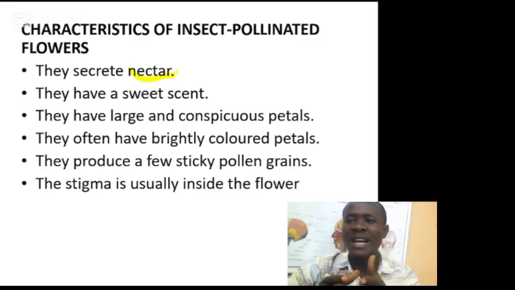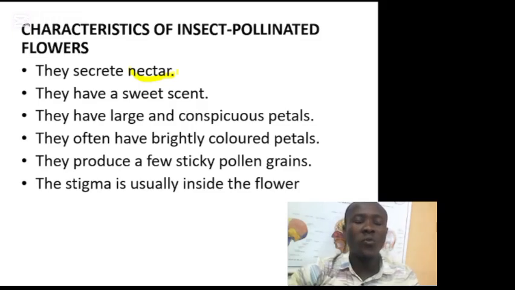In that process, they can sit on various parts like the stigma. If they sit on the stigma, the pollen grain that they have on their body, some of it will drop on top of the stigma. As we say, pollination is the transfer of pollen grain from the anther to the stigma of a flower. So that is how insect pollination is being done in a flower.